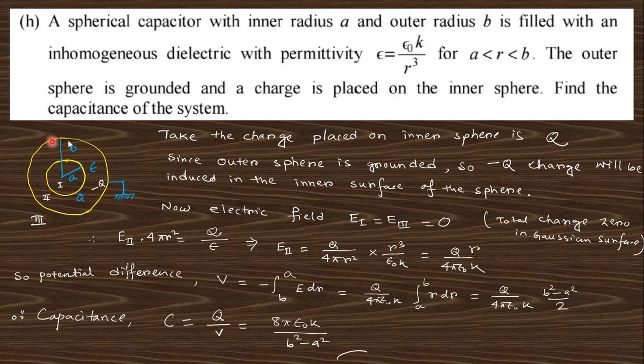In the second region, the electric field will be like this: E into 4 pi r square equals q by epsilon, by Gauss's theorem. So the electric field will be like that. The potential will be the integration of this. So put in the value of the electric field, and you will finally get this potential. And you know the capacitance equals q by V. Just put in the value of the voltage V, and you will get this expression.